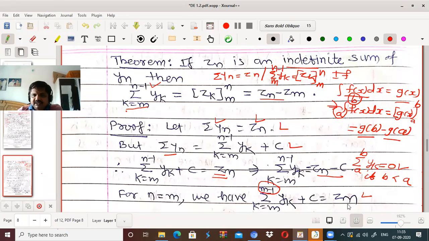0 plus c equal to zn, because we have to put n equal to m. So this becomes zm, not zn, but zm. So 0 plus c equals zm, that is c equals zm. And therefore if I put that, what you will get? Summation k from m to n minus 1 of yk equals zn minus zm. And what is zn minus zm? Zn minus zm is z of k from m to n. Okay, in this way you can prove it.